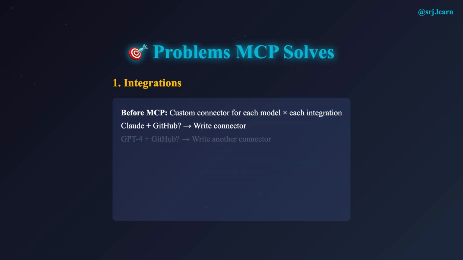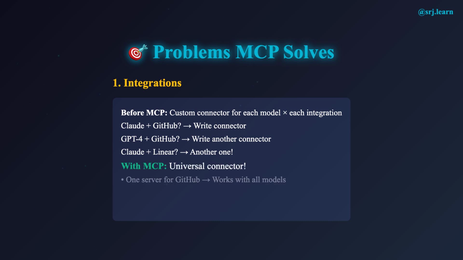MCP solves three major problems. First, integrations. Before MCP, you needed a custom connector for each model and each integration. Claude plus GitHub? Write a connector. GPT-4 plus GitHub? Write another connector. Claude plus Linear? Another one.